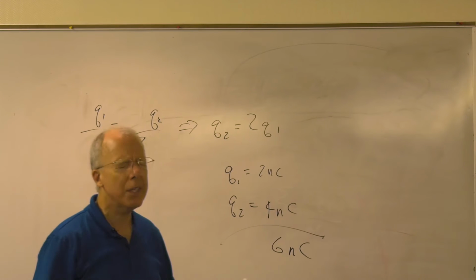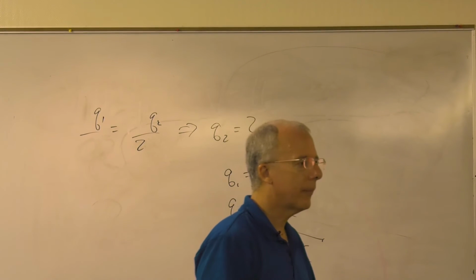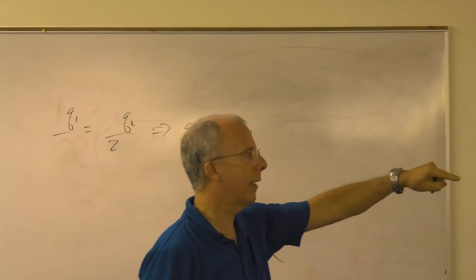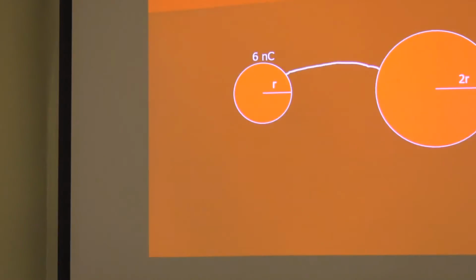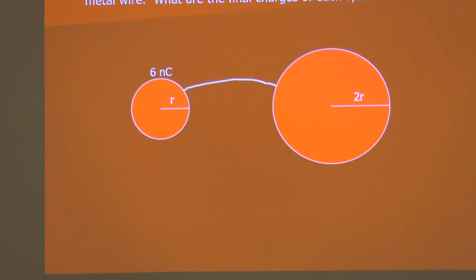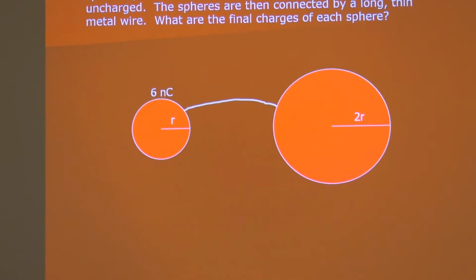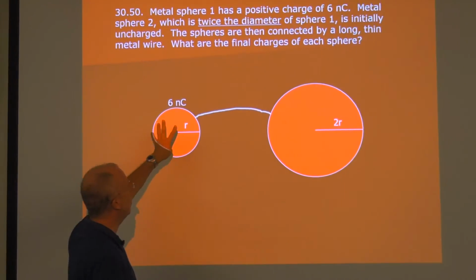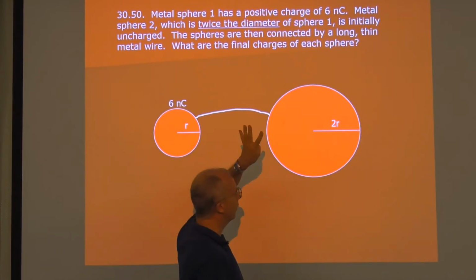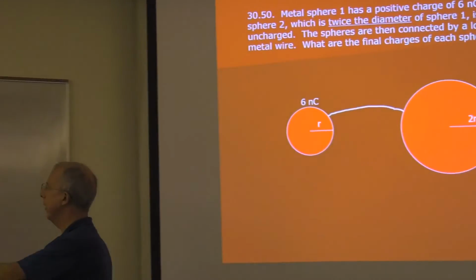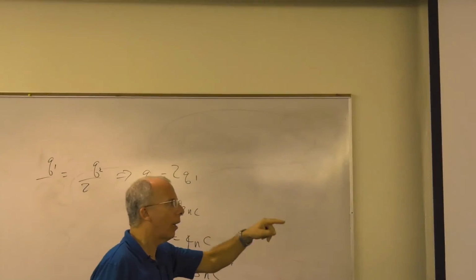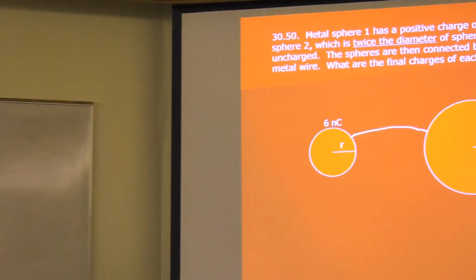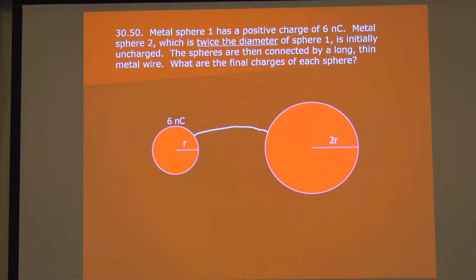All right, so the importance of this question is, some people think once they're connected by the wire that the charges are going to be the same. Wrong! Or maybe the charge density is going to be the same. Wrong! What's going to be the same is the potential. The potential of this one has to equal the potential of that one. So that's why we wrote KQ1 over R1 equals KQ2 over R2.